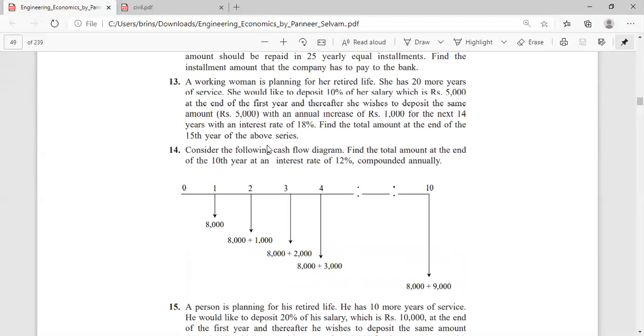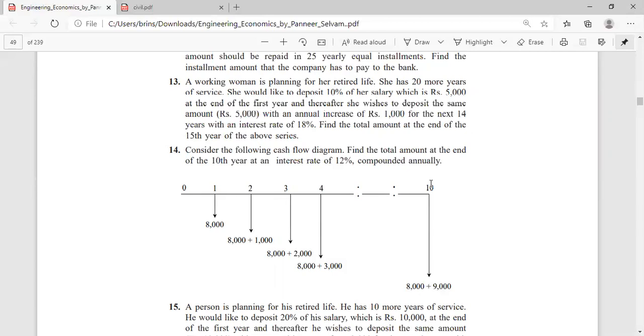And the 14th problem. Consider the following cash flow diagram. Find the total amount at the end of the 10th year at the interest rate of 12% compounded annually. So 8,000, 8,000 plus 1,000, 8,000 plus 2,000, 8,000 plus 3,000, right? Here they have given the flow chart directly, and they have asked you to find it at the end of the 10th year.